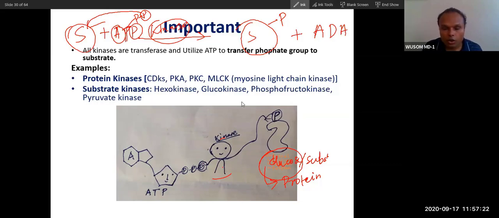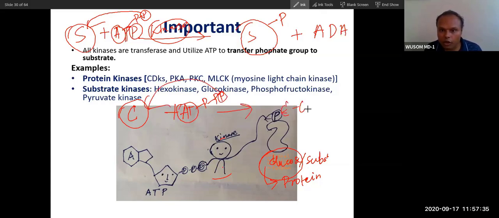So it can be glucose kinase: if glucose is added, when phosphate from ATP is added to this glucose, glucose 6-phosphate will form, and then ADP. This is called glucokinase.